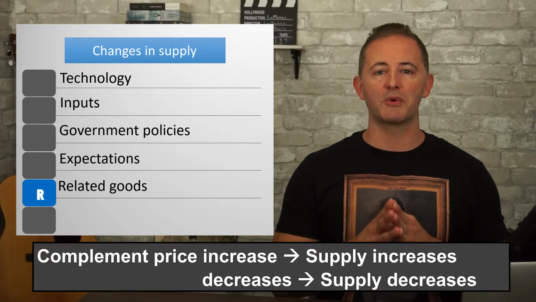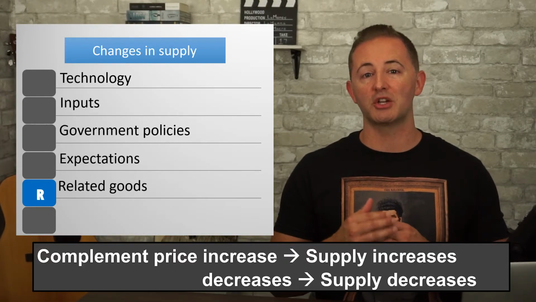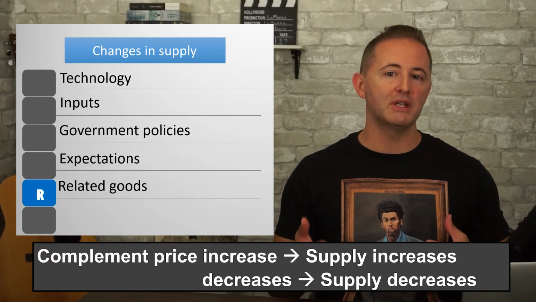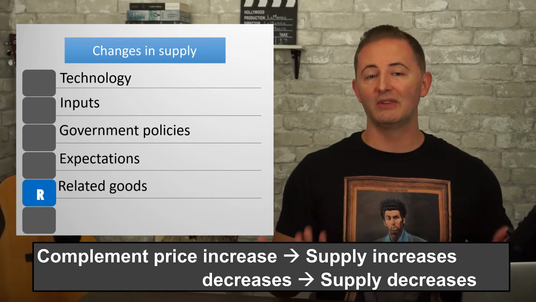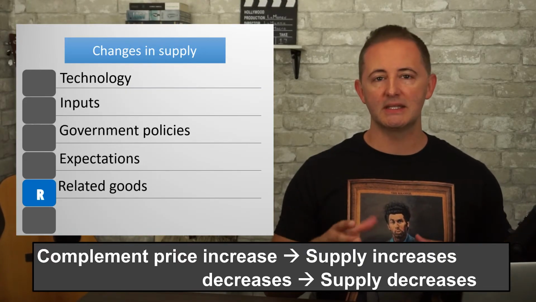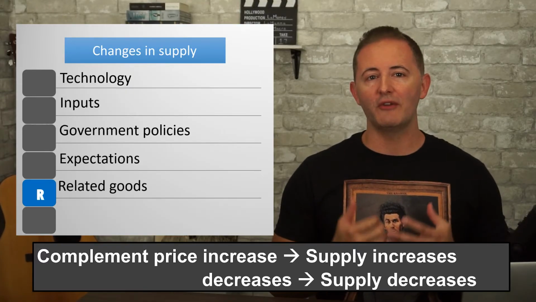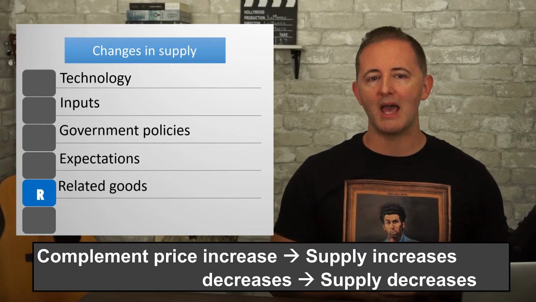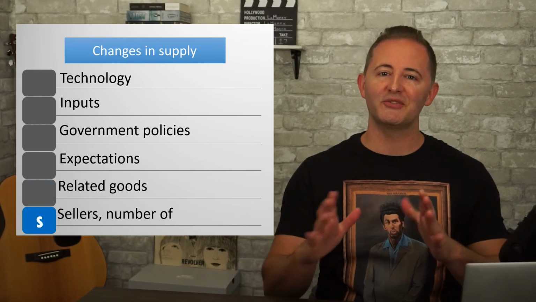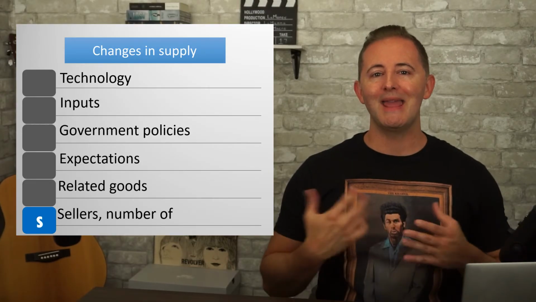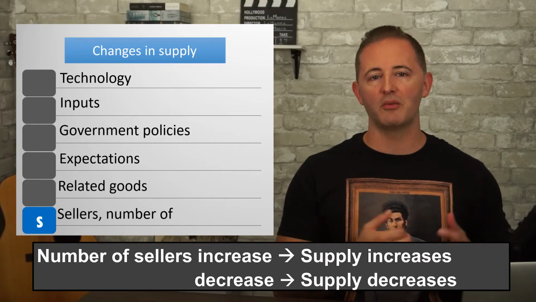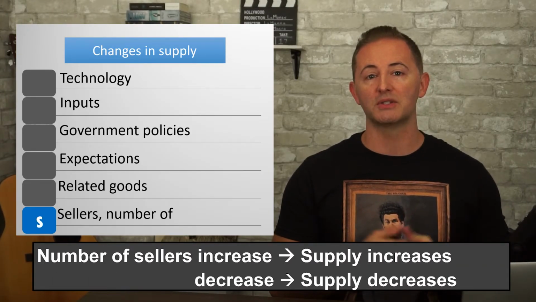Complements in production represent two goods for which an increase in the production of one causes an increase in the supply of the other. If the price of leather increases, this increases the supply of beef, even though nothing happened in the beef market. It was the result of an increase in the quantity supplied of leather because of the leather price increase. And saving the easiest for last, the number of sellers: supply increases when more sellers enter into the market, and it decreases when sellers exit.